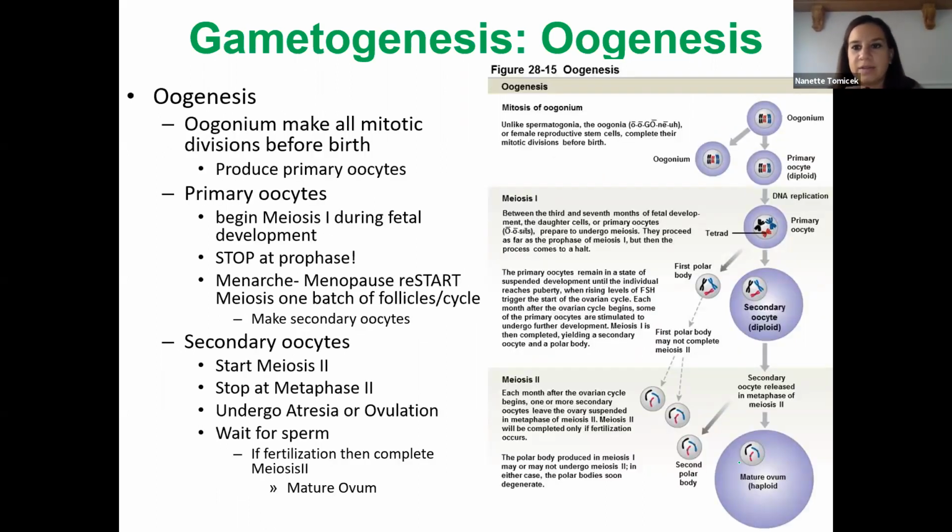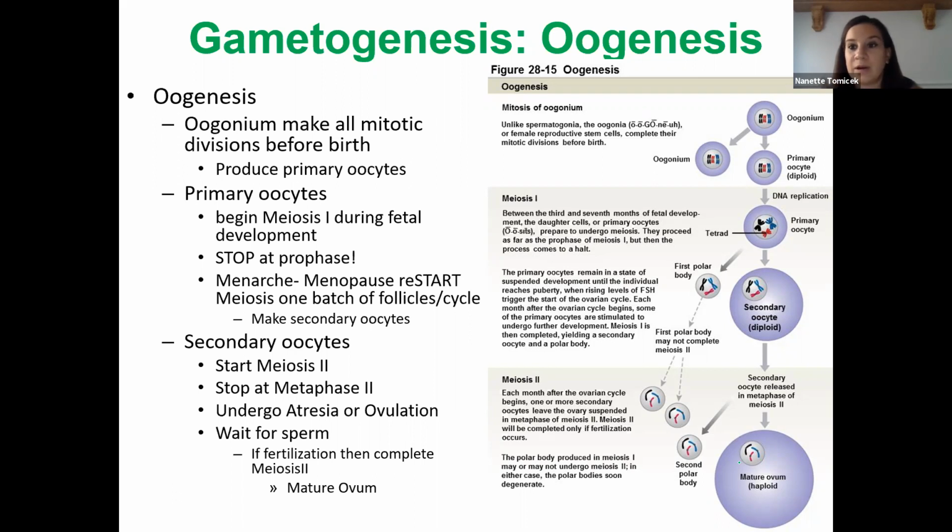Okay, so now let's work in the timeline. Again, men, this is happening 24/7, puberty throughout reproductive years. Ladies, oogenesis is happening differently. All of the mitotic divisions are done before birth. So, a female human baby is born with all of the eggs she is ever going to have. That's your supply. You get what you get.